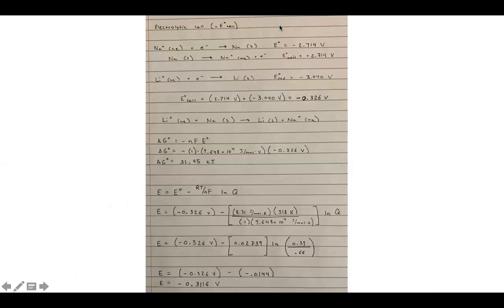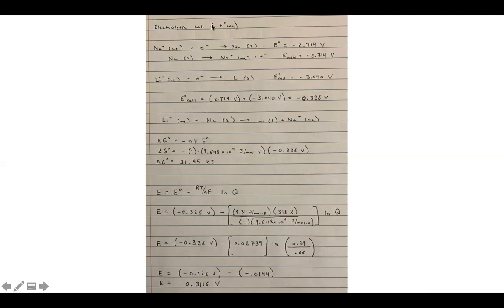The big key here is they originally tell us this cell is electrolytic. Electrolytic cells, by definition, have a negative E value. I looked at the two half reactions they gave me: Na plus an electron goes to sodium solid, and lithium plus an electron goes to lithium solid. They gave me the reduction potentials of each. And so I asked myself, which one should I flip and change the sign of so that when I add them together, my E value is negative?